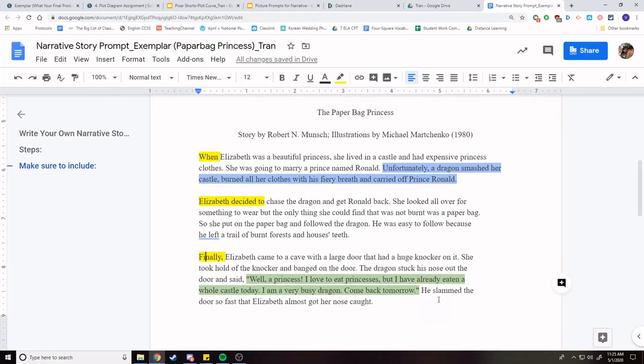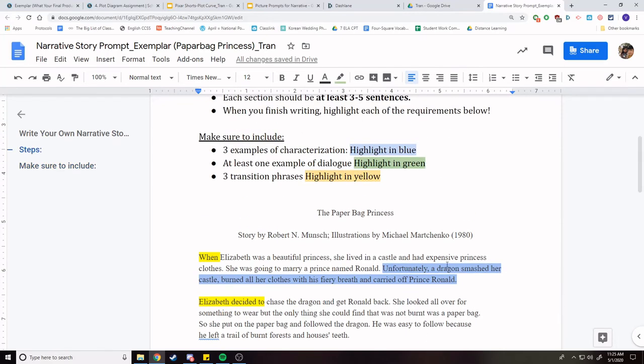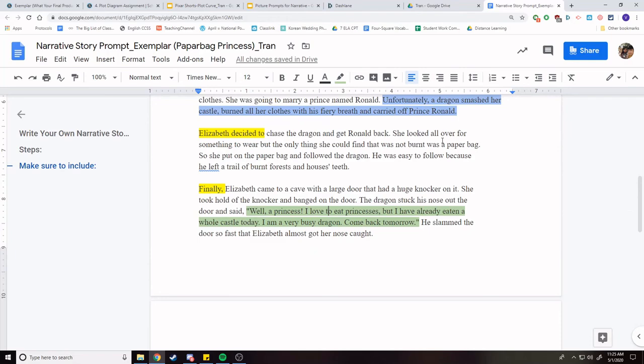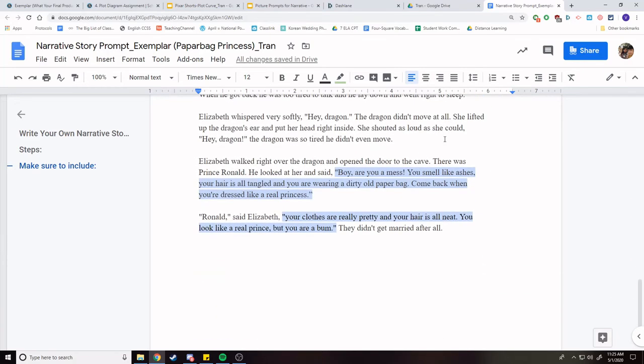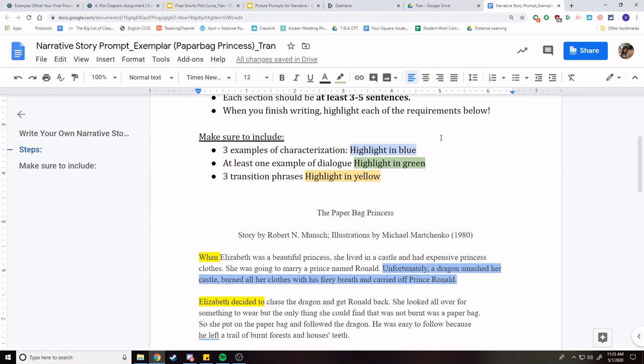Dialogue, I can highlight any quote that I put in there. So any example of when a character speaks to another character or even speaks to themselves out loud. And then characterization, you're showing me parts of the story where you are basically proving that they are a certain way that you want them to be. So let's say Elizabeth is very sure of herself and confident, and let's say that Ronald is very rude, right?